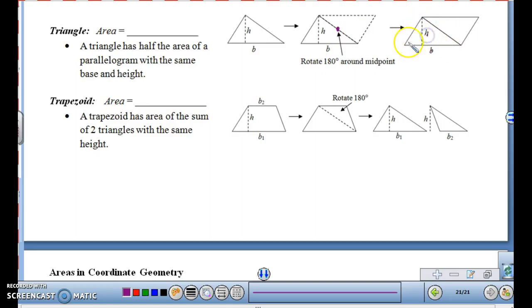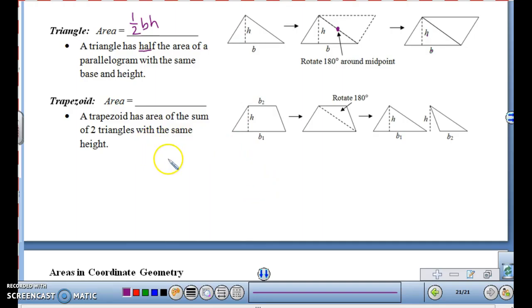times height, but we only have part of it. Well, if this is two congruent triangles, this is actually going to be 1/2 base times height. So a triangle has half the area of a parallelogram with the same base and height. So if we make this into a parallelogram with two triangles, each triangle is going to be half the base times the height of the parallelogram.